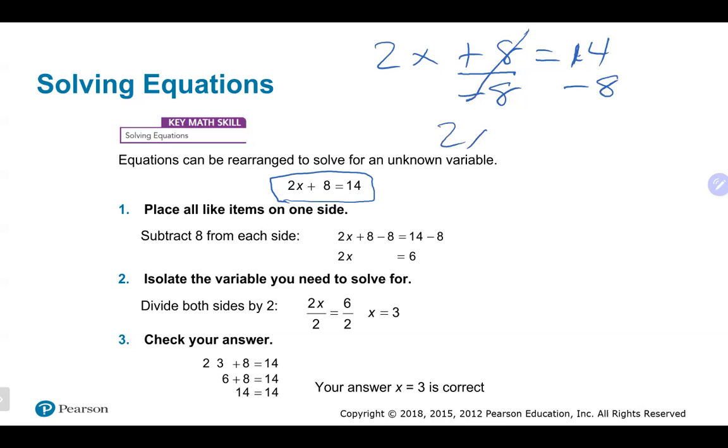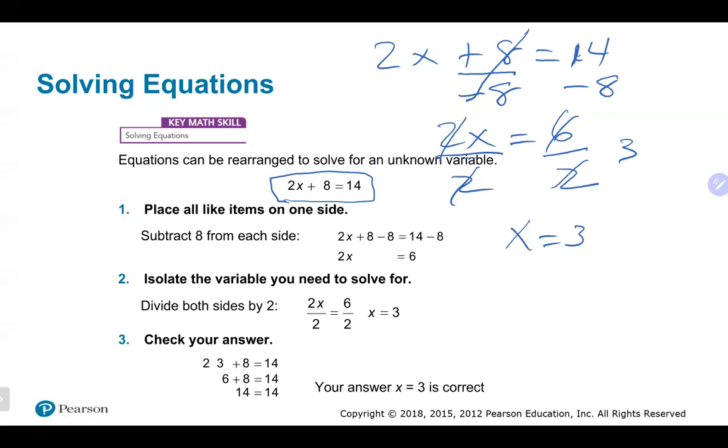That leaves me 2x is equal to 6. Now I want to get rid of the 2 to the other side. 2 times x is basically what I'm doing here, so I'm multiplying to move it to the other side. I need to divide to the other side. So it's always opposites when you move something to the other side of the equal sign.